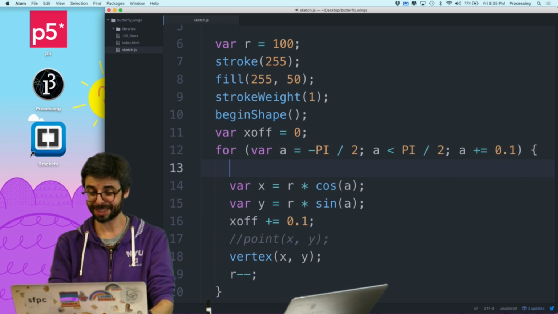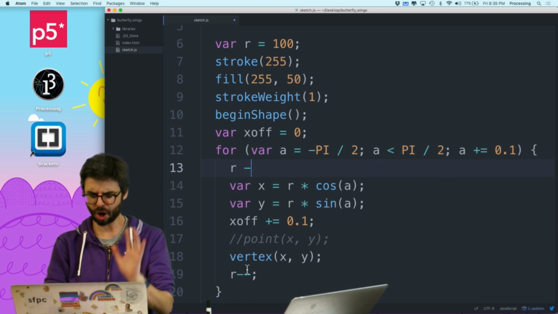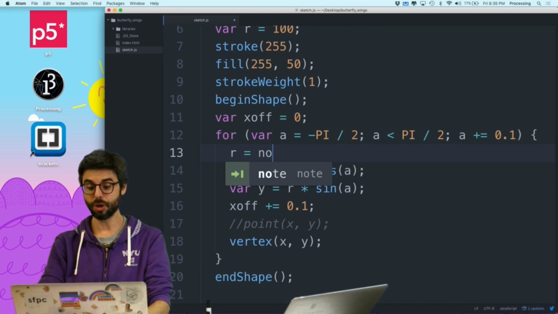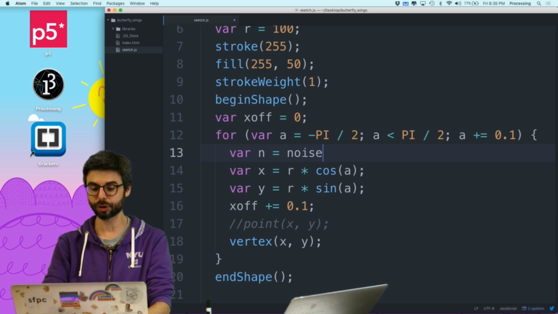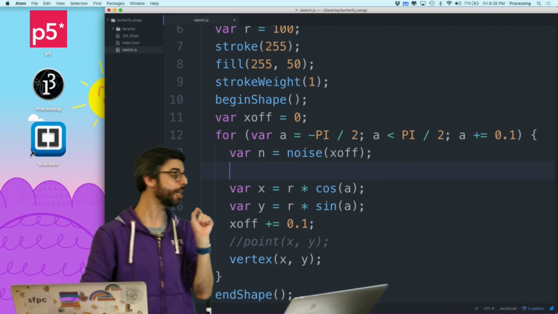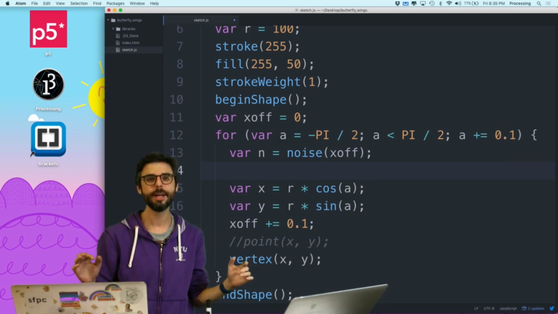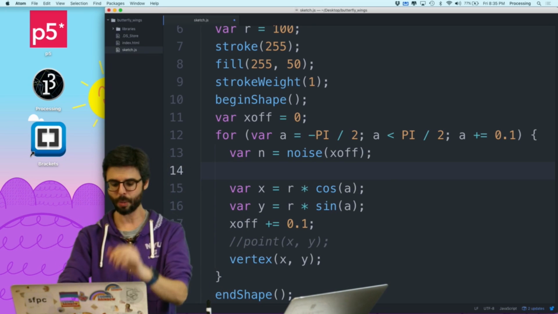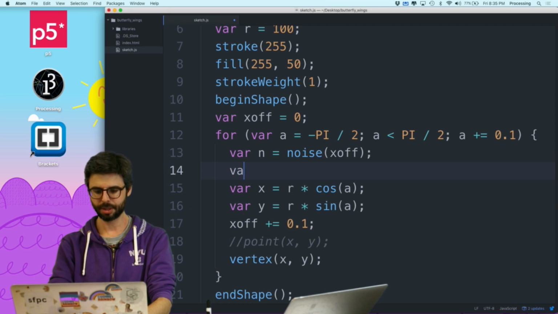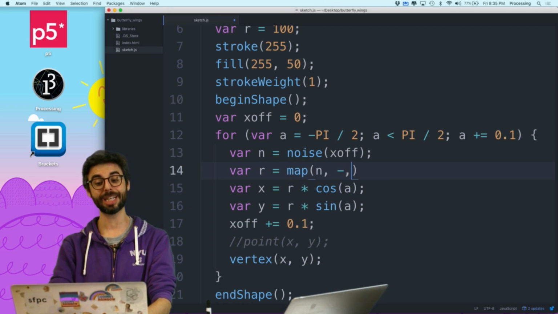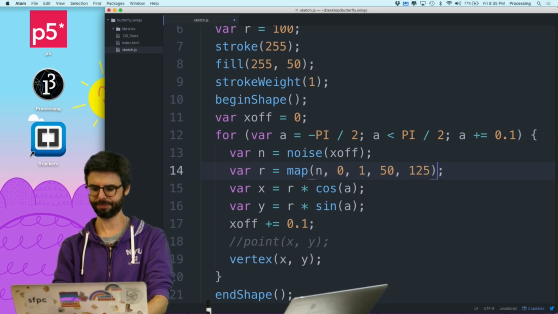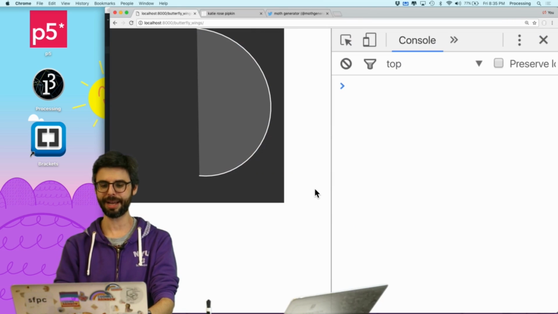And I'm going to get rid of this r minus minus thing, which was kind of unnecessary. I'm going to say var n equals noise of xoff. So the noise function always gives me a value between 0 and 1, generally clustering around 0.5, but sometimes more, sometimes less, moving randomly, that sort of thing. So what I want to do now is say r equals map n, which has a range between 0 and 1, to, I'm just going to say, between 50 and 125. So let's look and see what I get.